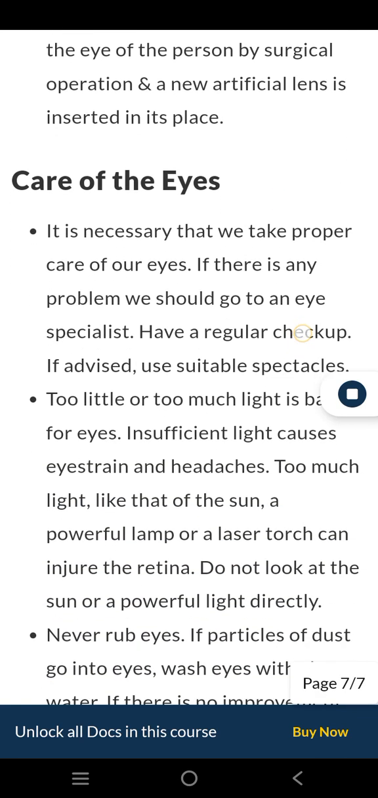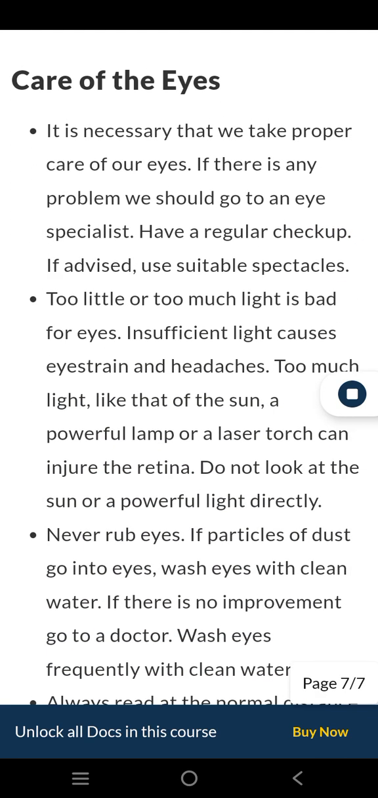Care of the eyes. It is necessary that we take proper care of our eyes. If there is any problem, we should go to an eye specialist. Have a regular checkup. If advised, use suitable spectacles. Too little or too much light is bad for eyes. Insufficient light causes eye strain and headaches. Too much light, like that of the sun, a powerful lamp or a laser torch, can injure the retina.